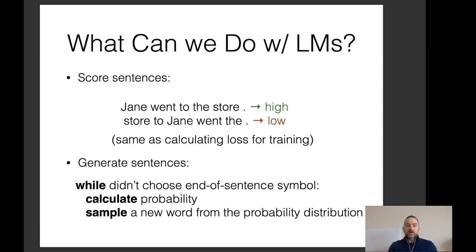Another thing that we can do is generate sentences. What we do essentially is, while we haven't chosen the end of sentence symbol, while the model hasn't decided that we've reached the end of the sentence, we'll calculate the probability of the next word and sample a new word from the probability distribution. And why is this interesting? This allows us to generate new text, or if, for example, we give the language model a human-specified prefix, the model can generate text conditioned on that prefix, which could allow you to generate a story or something interesting like that.